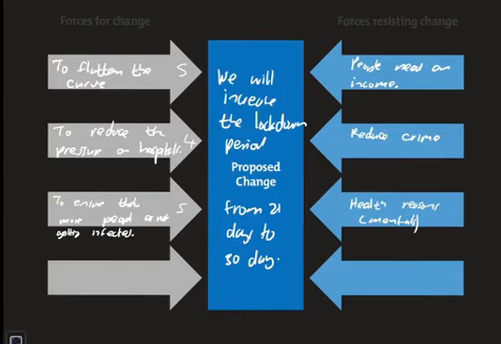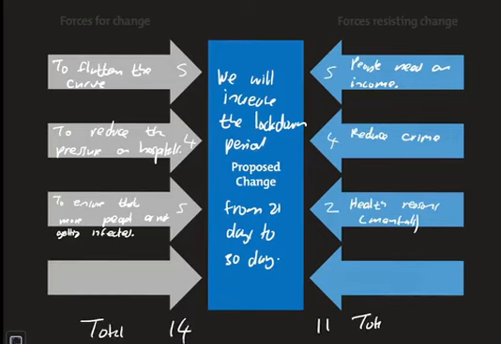Okay, so at this point, we've identified our reasons for the change, or forces for the change, and we've identified the forces resisting change. So what we do now is we add up the values of the rating. So for forces for change, to flatten the curve, 5 plus reducing the pressure in hospitals plus 4 plus another 5 for ensuring people don't get infected. So on the left hand side, I have a total of 5, 10, 14. And on the right hand side, the forces resisting the change, I have got 5 plus 4 is 9 and plus 2 is 11. So 11 is my total on the right hand side.